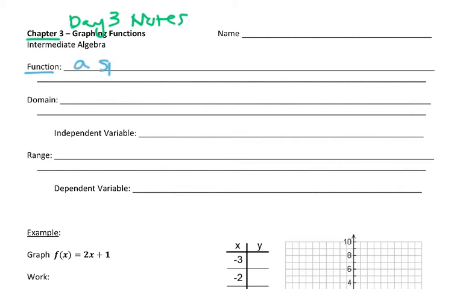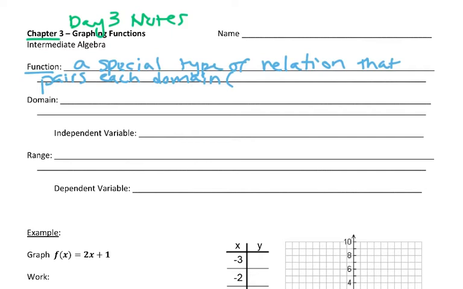A function is a special type of relation that pairs each domain, which we're now going to reiterate that a domain are the inputs, and then we're also going to say that they're the x values, with exactly one range value, or output, or y value.